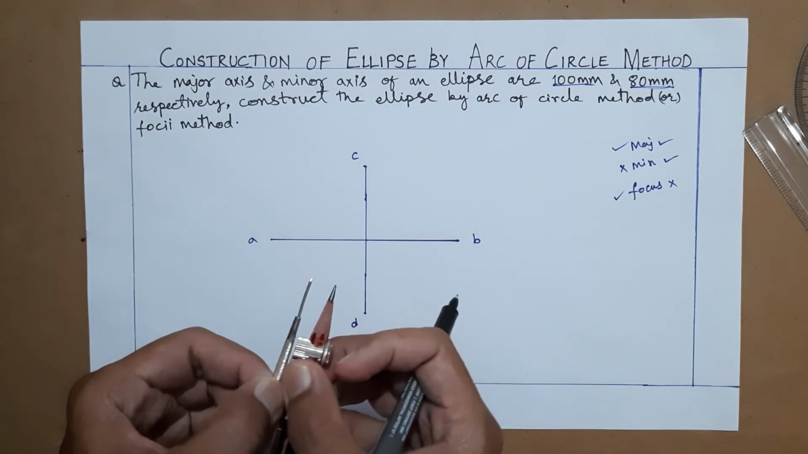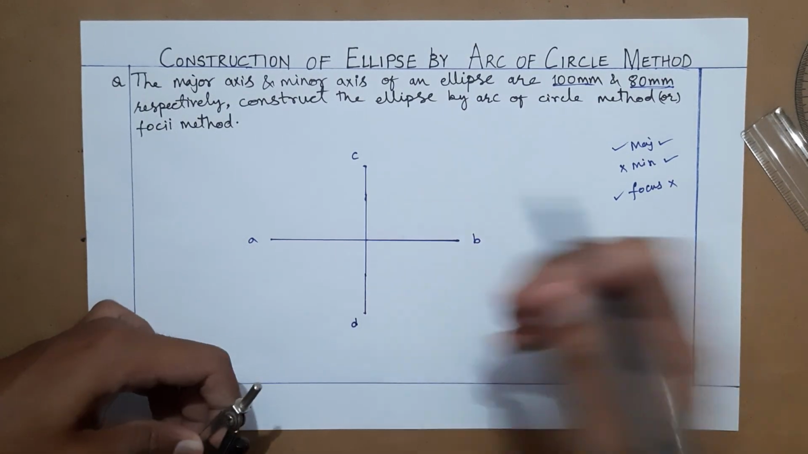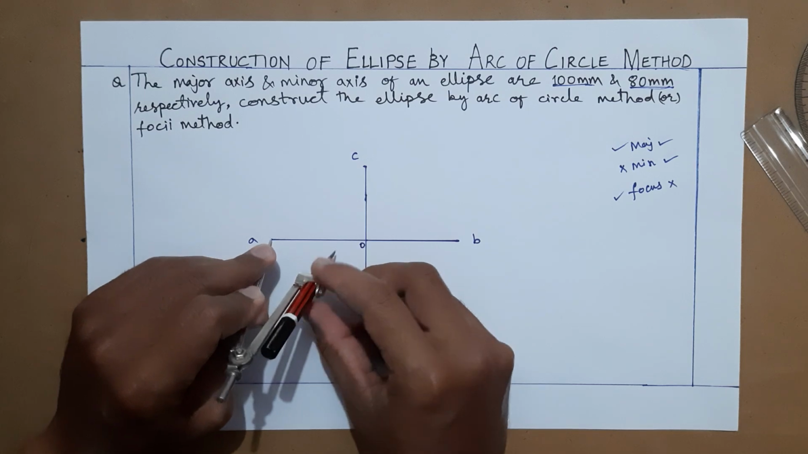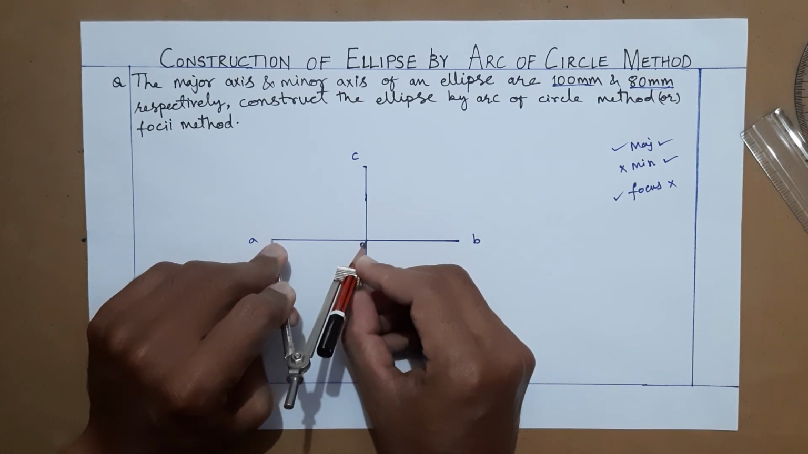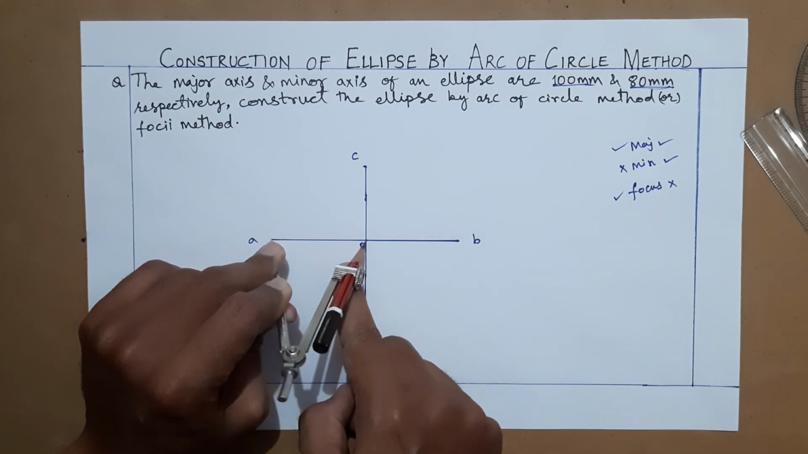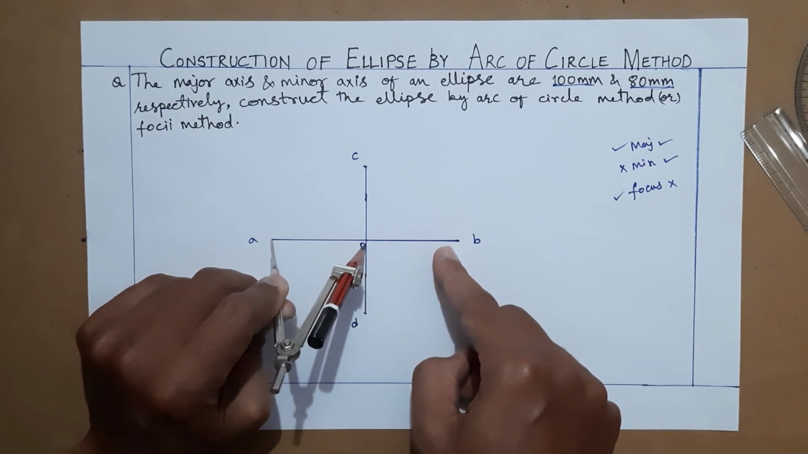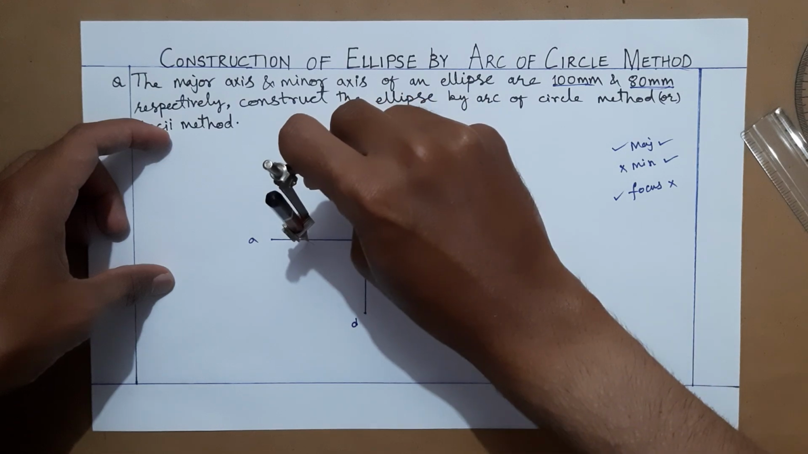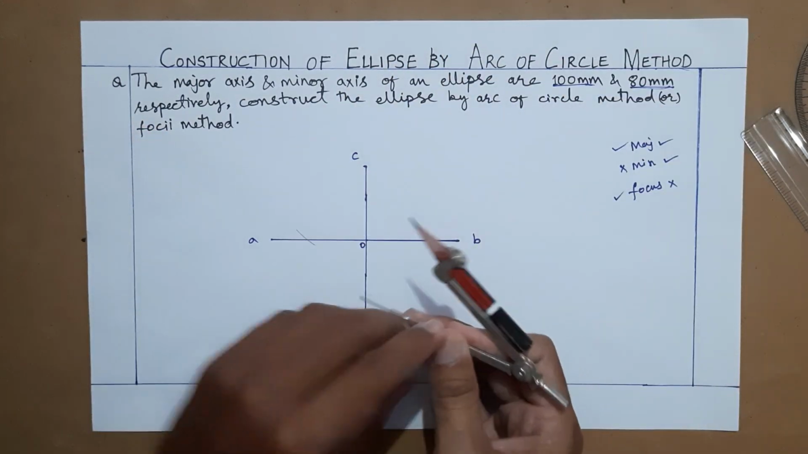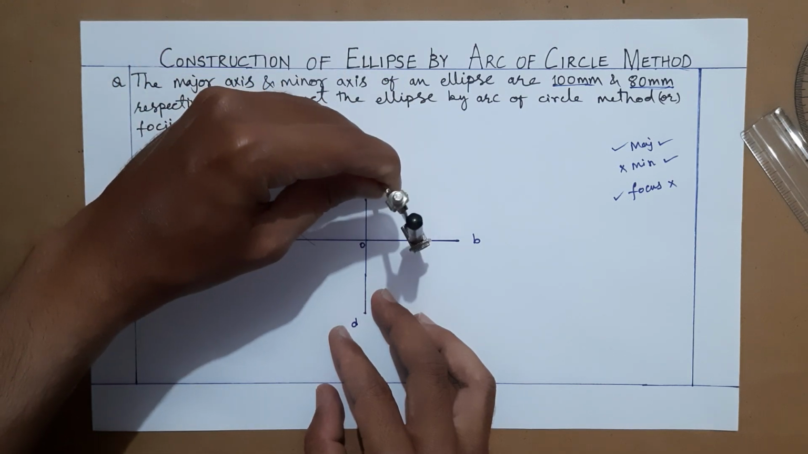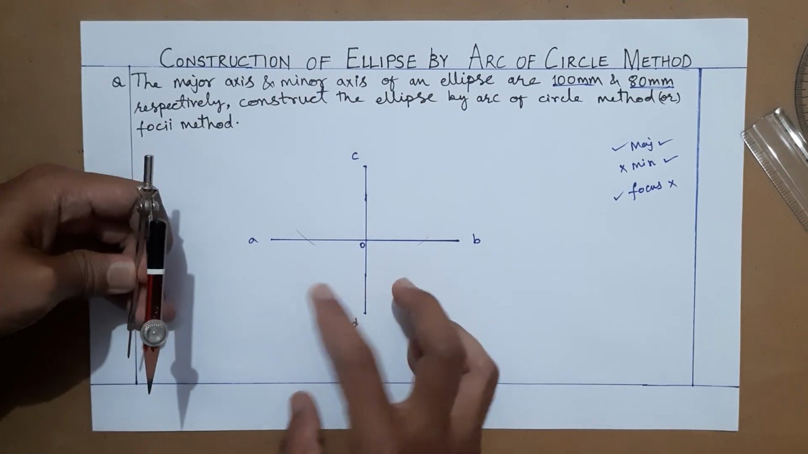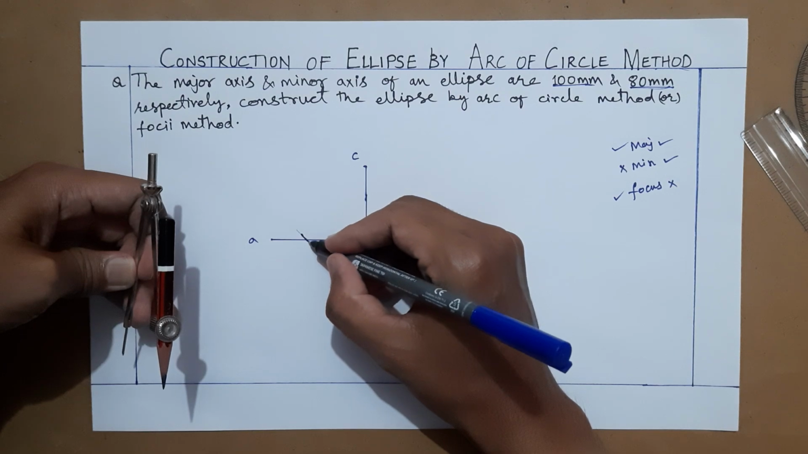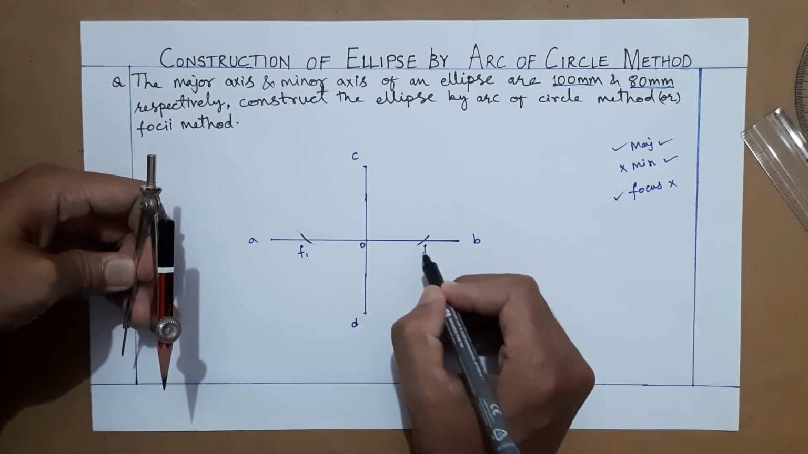What you have to do is set a radius with the help of a compass. How much radius? Say this center is O. The radius is A to O, half of the major axis, that is 50 mm. Total is 100, half we are taking, 50 mm, half of the major axis as the radius. With C as center, draw one arc cutting the major axis like this, and here another arc. So like this we get two arcs here. I'll highlight them a little bit. This is focus F1, this is focus F2.